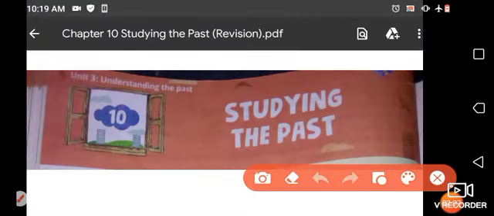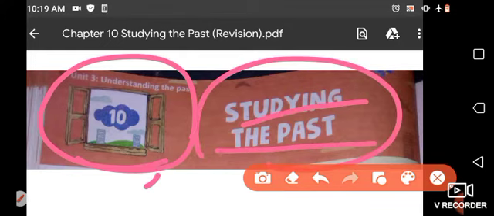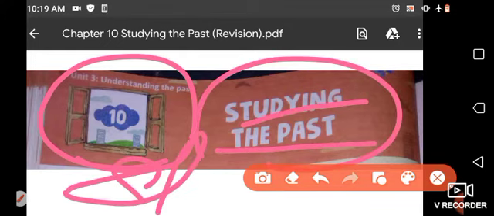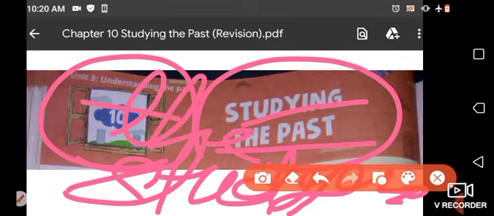So students, let's start our today's class. Chapter number 10. Today we will revise chapter number 10, and the name of chapter number 10 is Studying the Past. Studying the past.